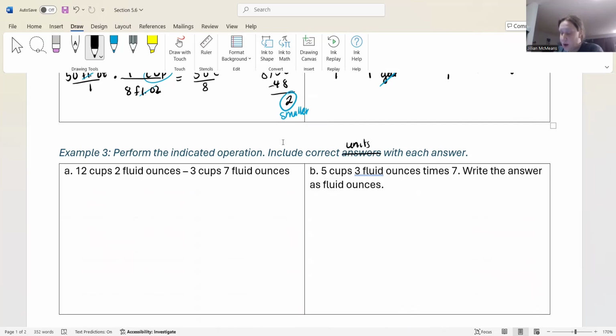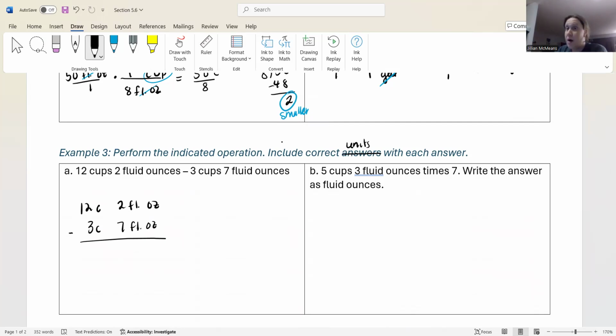Okay, so we have 12 cups, 2 fluid ounces, and from that we want to subtract 3 cups, 7 fluid ounces. So line up your like units. Line up cups, line up fluid ounces. And we have the same old situation that we had in the previous 2 worksheets. I cannot take 7 fluid ounces from 2 fluid ounces. So yay, we get to borrow.